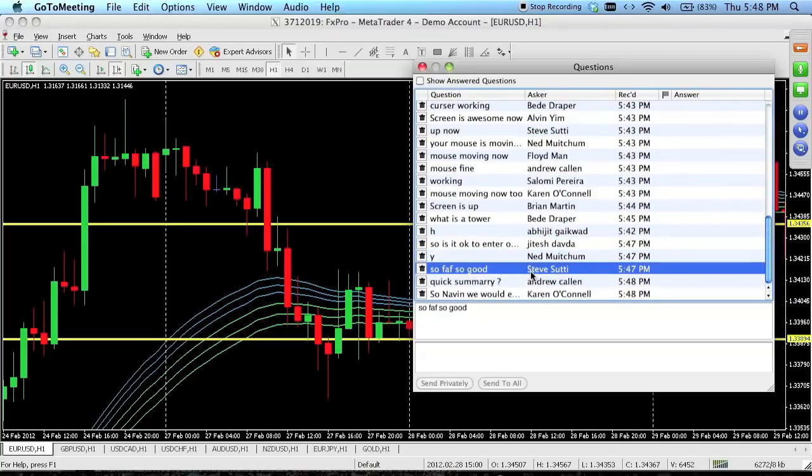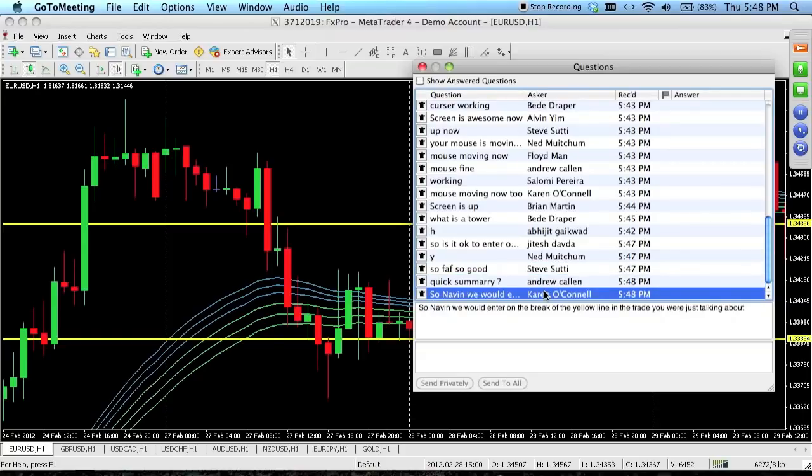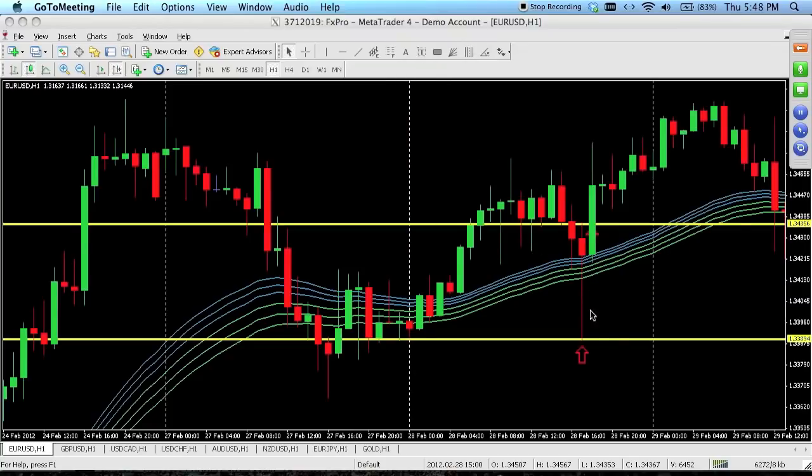Okay, Steve, so far so good. Andrew, you want a quick summary? Okay, we'll do a quick summary. And Karen is saying, so Naveen, we would enter on the break of the yellow line in the trade you were just talking about. Yes, the moment the yellow line is broken, you would be going long. Okay.